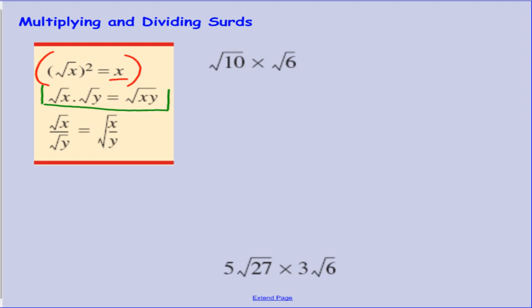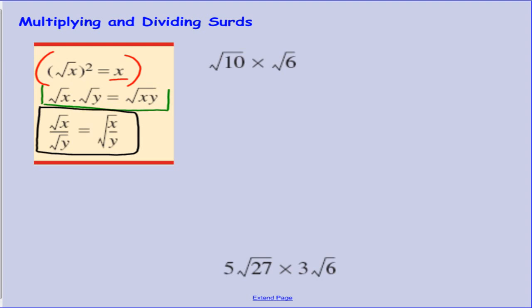Today we're going to be introducing the third one, and it's pretty much the same as the multiplying one. It just says that if you want to divide two surds together, you can do that separately, or you can do it under the one square root sign. It doesn't make a difference. Okay, going into some examples.